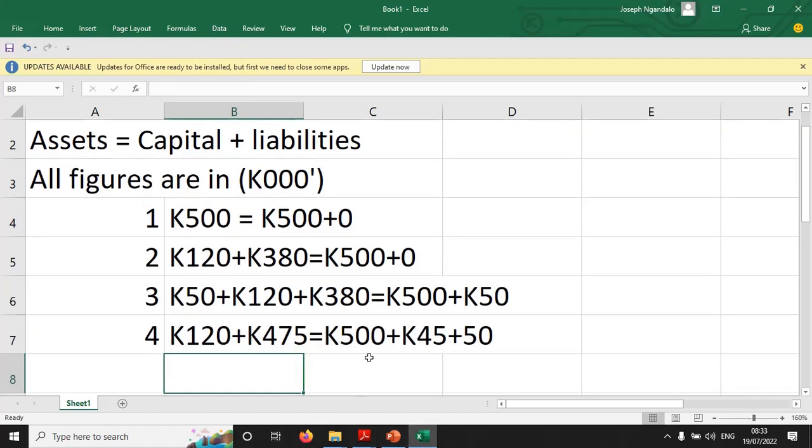Yes. Is the accounting equation balancing? Is it balancing? 120 plus 475 is equal to 500 plus 45 plus that liability number. Is the accounting equation balancing?